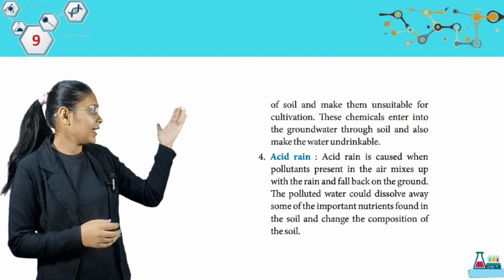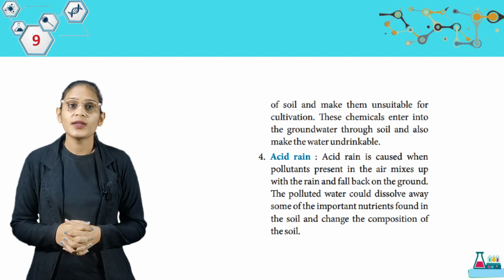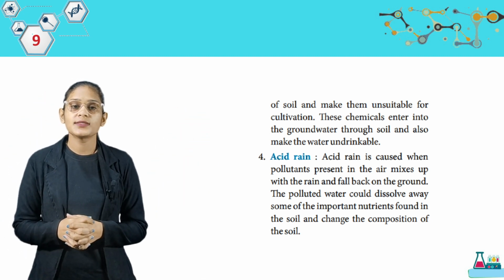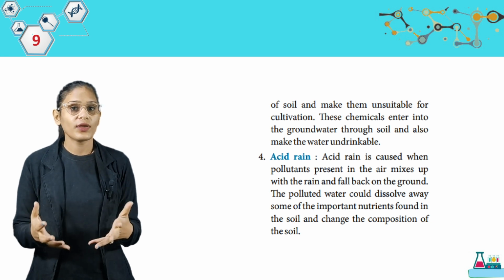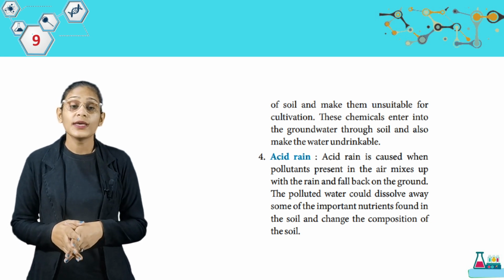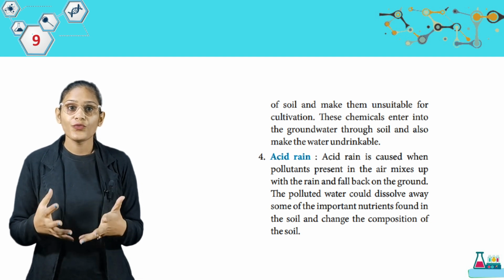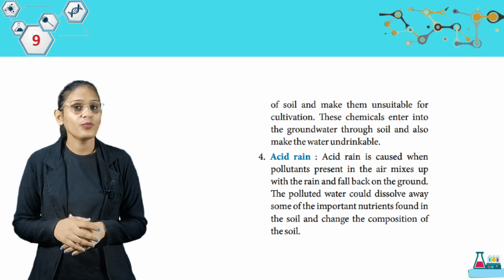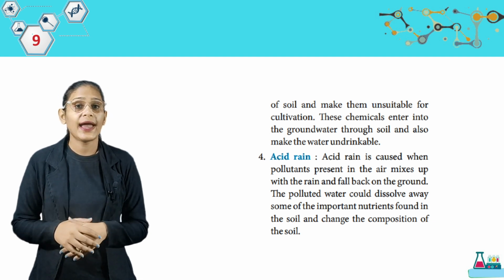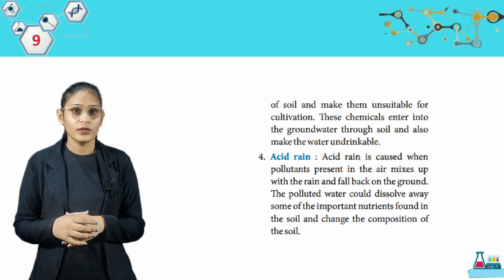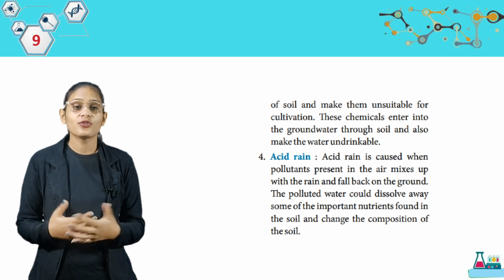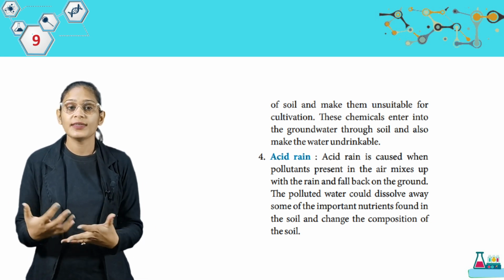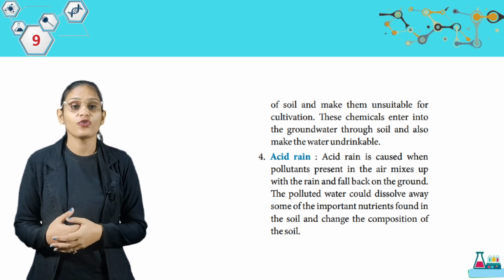Then we have acid rain. Acid rain is caused when pollutants present in the air mix up with the rain and fall back on the ground. The polluted water could dissolve away some of the important nutrients found in the soil and change the composition of the soil. तो स्टूडेंट्स, एसिड रेन जो है वो भी सॉइल पोल्यूशन को बढ़ाती है. क्या है, कॉज है हमारी सॉइल पोल्यूशन.